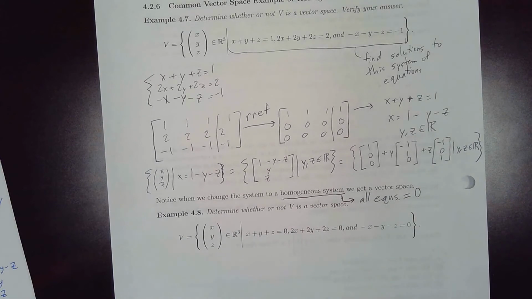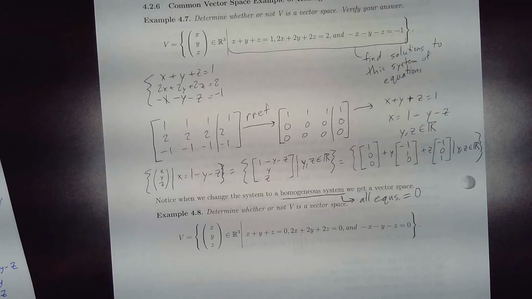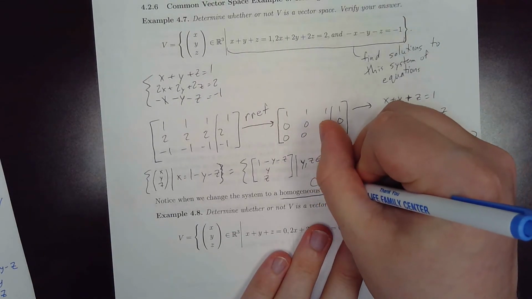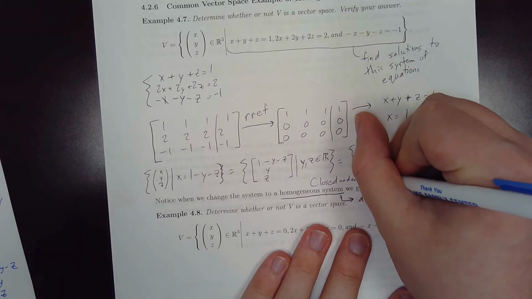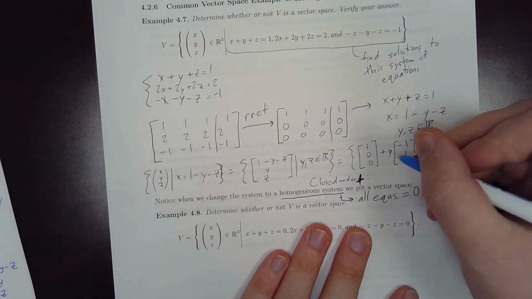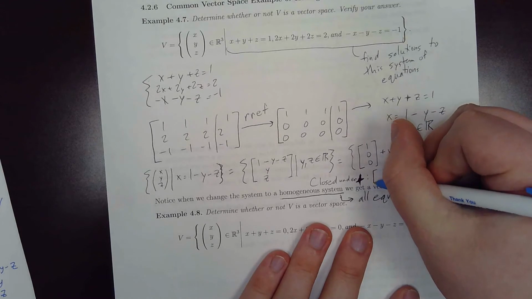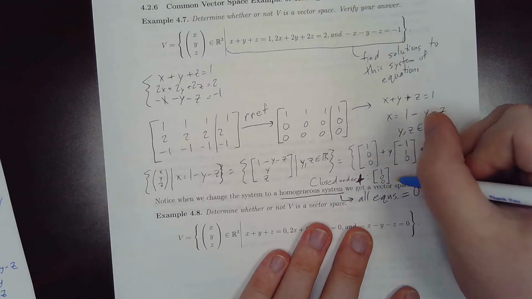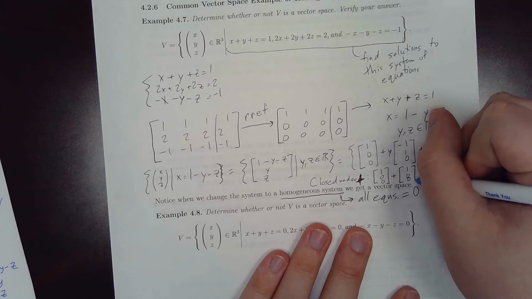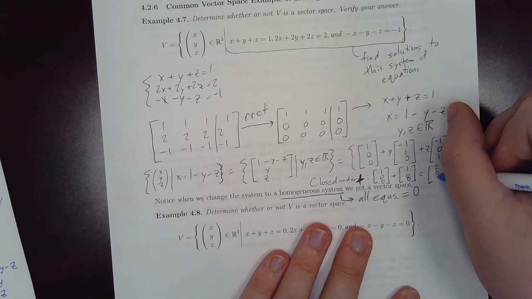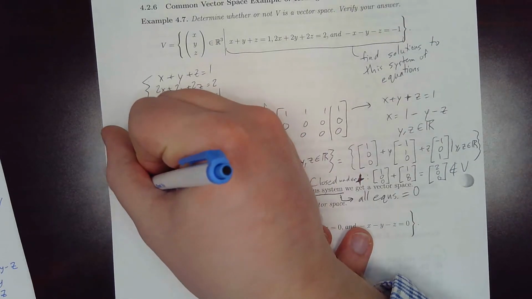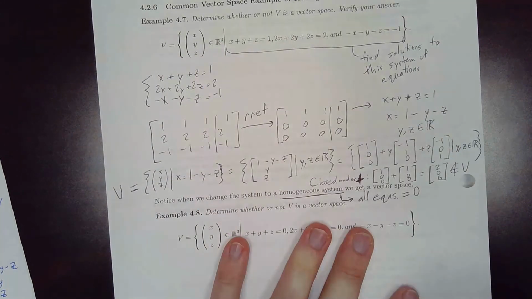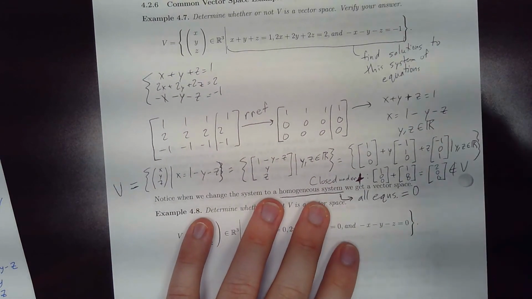Something we'd want to go ahead and check is whether or not it's closed under addition. Let's say we took two vectors that are in here. So say we looked at 1, 0, 0. That's a vector in this set. And we added it to the vector 1, 0, 0. That'll give us 2, 0, 0. But 2, 0, 0 is not an element of this set V. So this is not a vector space.